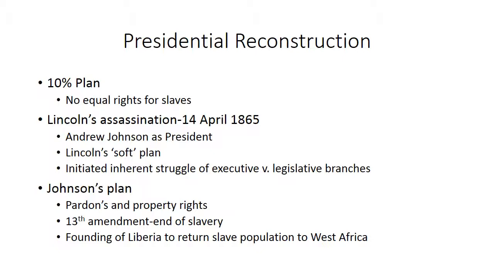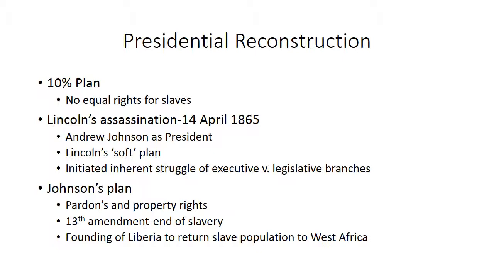Now, Johnson's plan is to reverse any confiscation of Southern property. So in the presidential Reconstruction plan, there's no intention of confiscation of Confederate property. Okay? The 13th Amendment is passed under Johnson, which ends slavery. And Johnson's plan is a bizarre one.